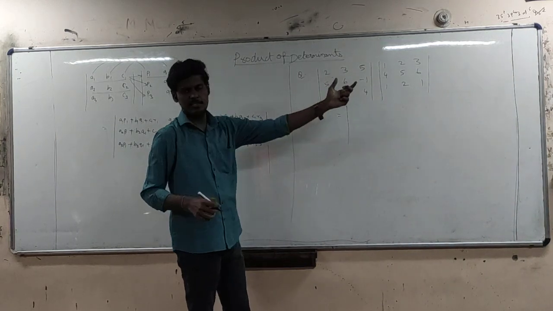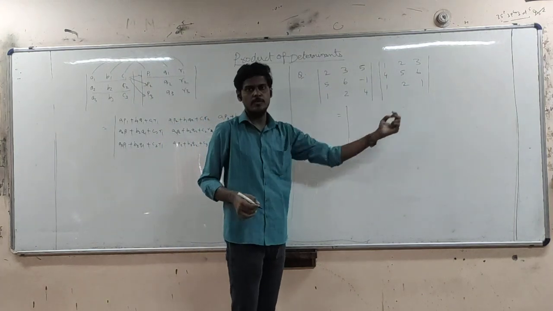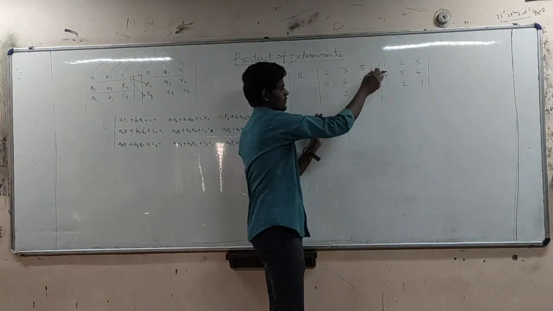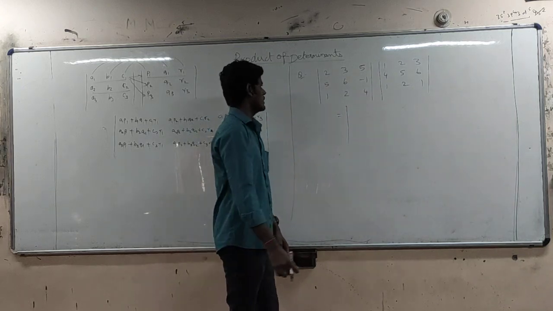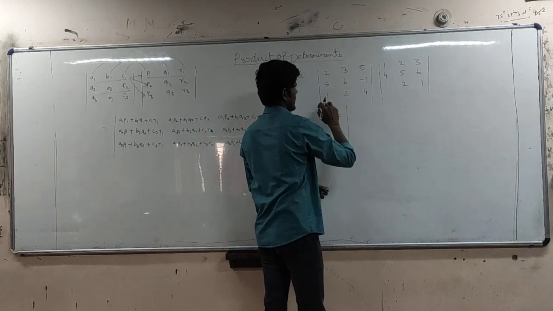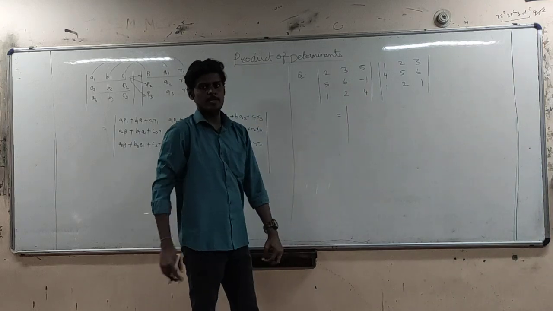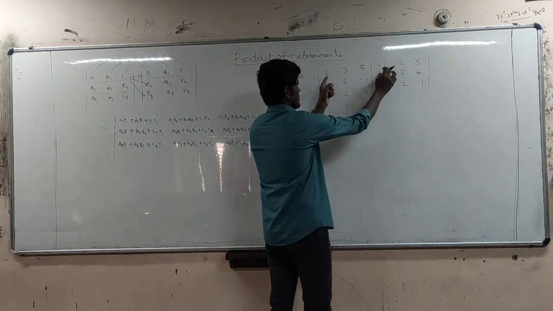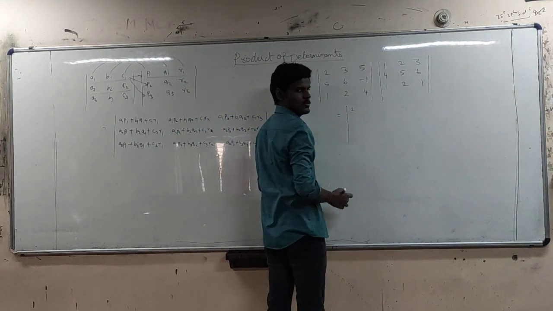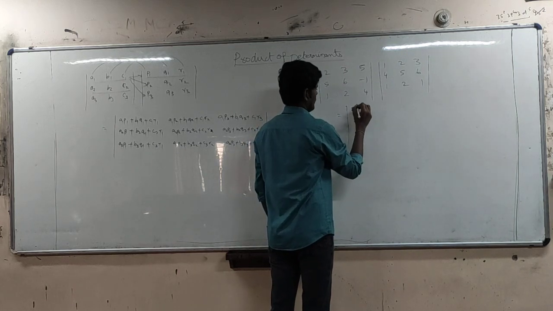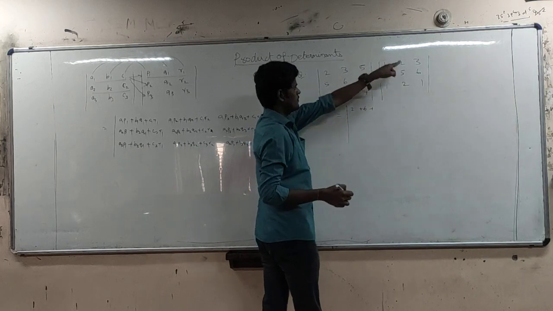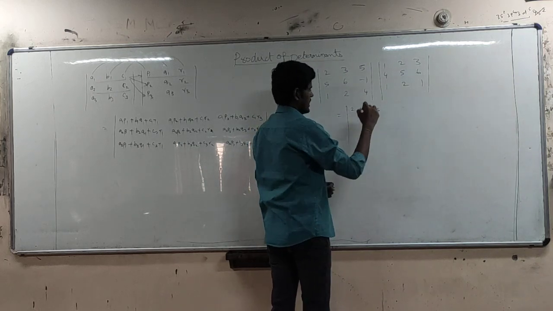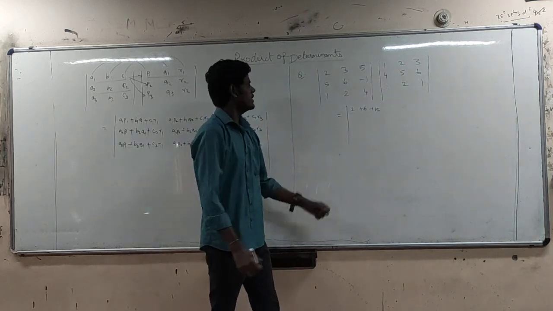Questions will not come like this. You can find it directly, but for the process of multiplication, I am explaining this. Here I am going to use row by row multiplication. That means 2 into 1, 2, plus 3 into 2, 6, plus 5 into 3, 15 is the first element.